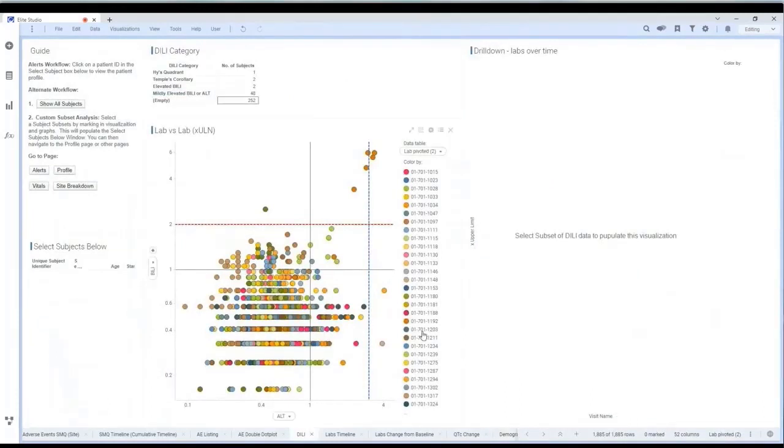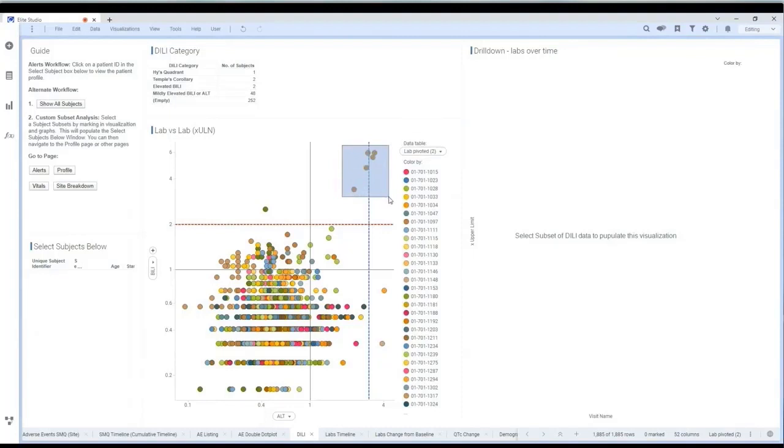And so these are all the subjects in the study. On the left axis, we have bilirubin, and a twofold elevation of bilirubin above the upper limit of normal is the concern threshold in this plot. And on the x-axis, I have alanine transaminase, and a threefold elevation above the upper limit of normal is the level of concern. So these two data points here are potentially of interest.